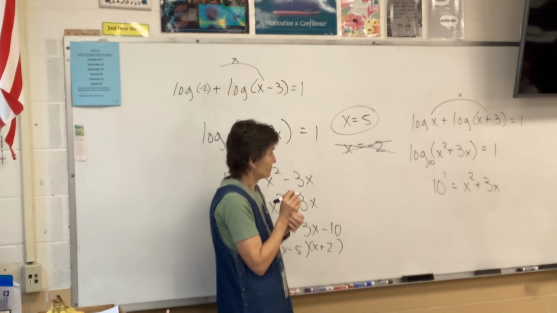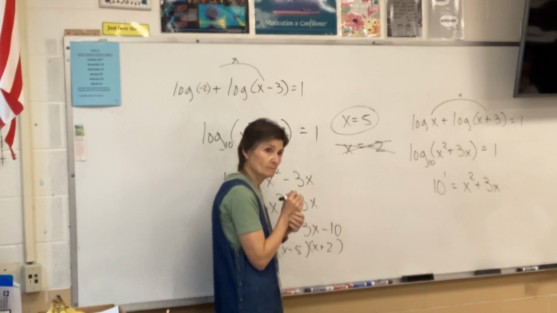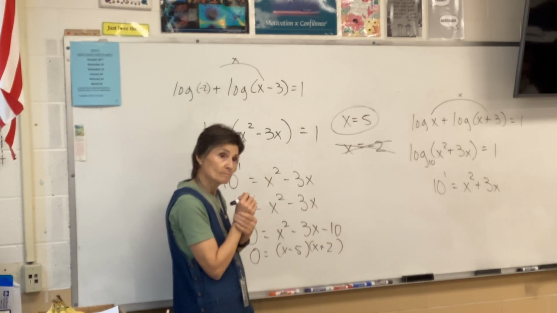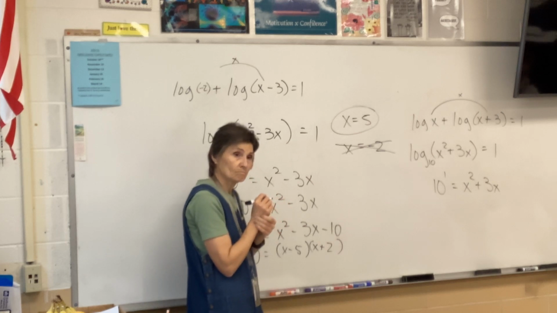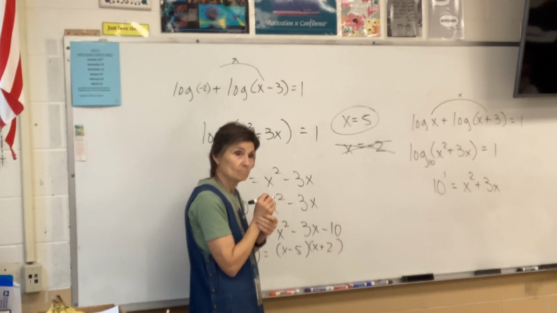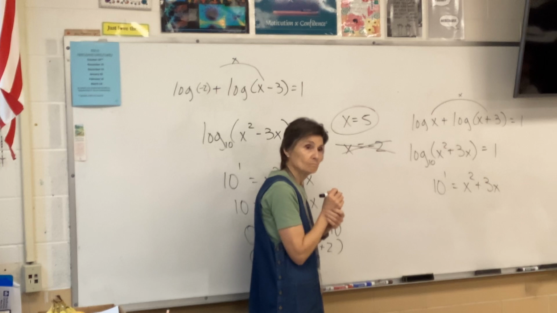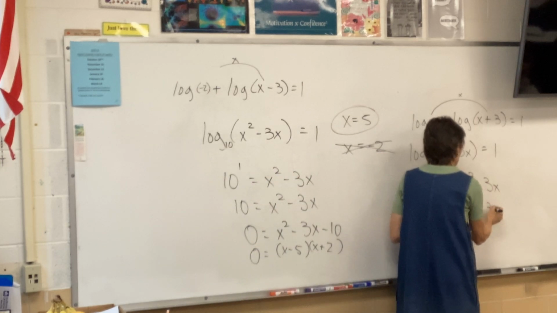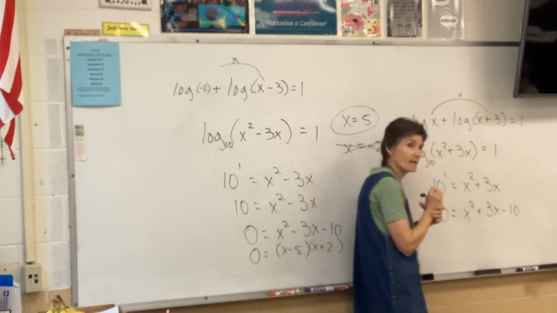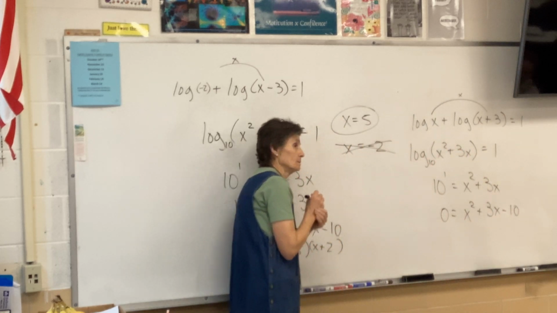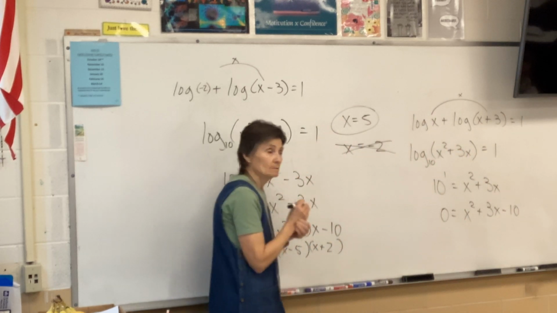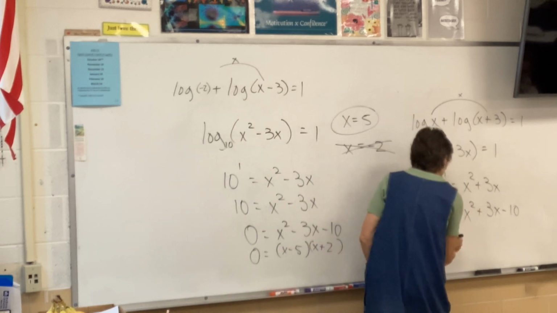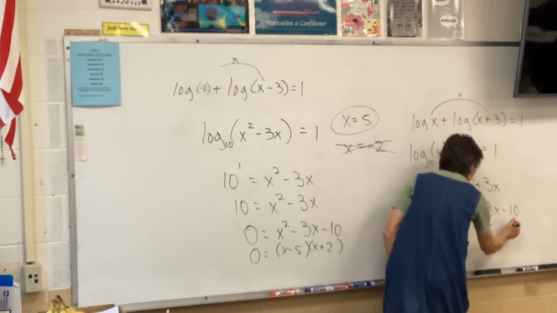Then, what do we do now? 10 to the first, x squared plus 3x. And then you move the 10 to the other side. So it'll be minus 10 on the other side? Yeah. And then you get the same answer on the last one. And then that factors, only the signs are going to be different, right? But it's going to be factored the same way.